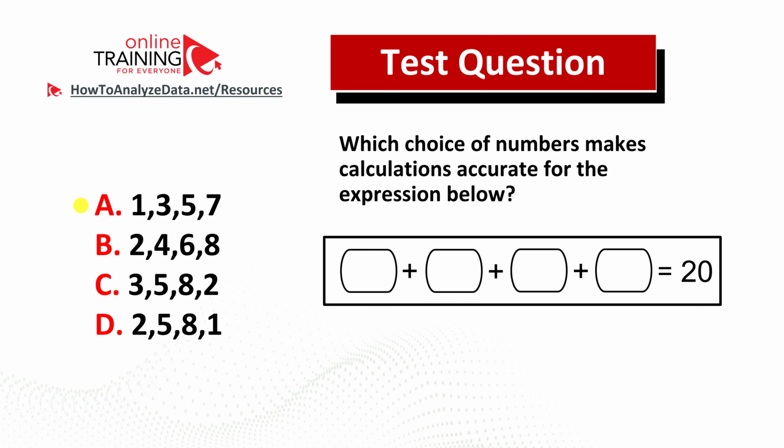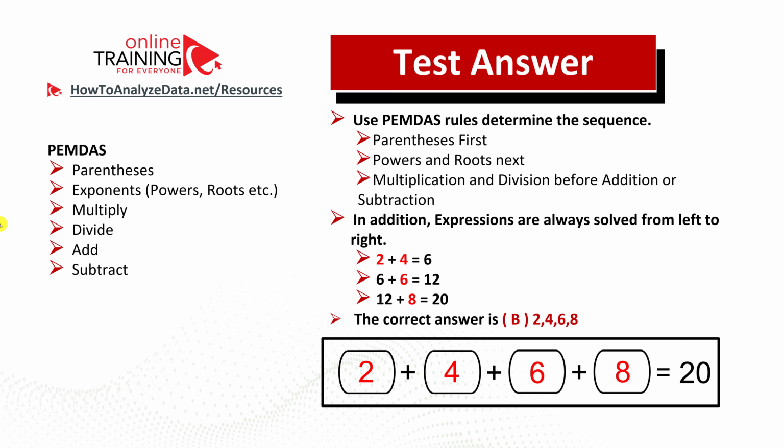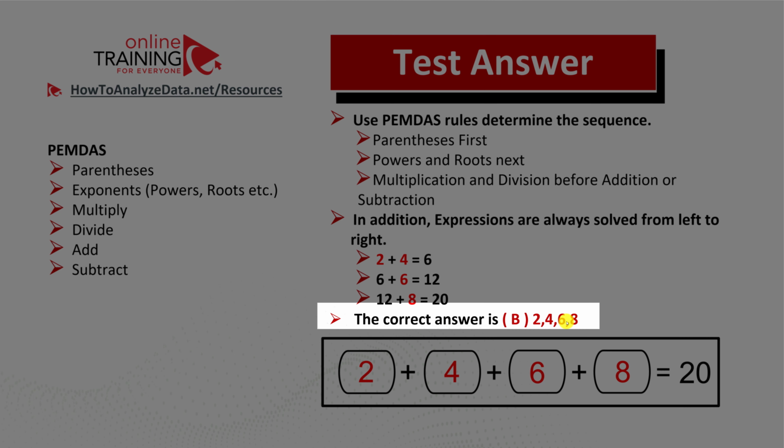Should be easy to calculate for you, so please try it, pause this video, and make sure you can get to the right solution. Did you figure out the solution? Let's continue to see if we can solve this challenge together. As I already mentioned, this particular example is very simple. You're just adding up numbers. And in this case, you pick the choice B, 2468. Once you add 2 plus 4 is 6, 6 plus 6 is 12, and 12 plus 8 is 20.